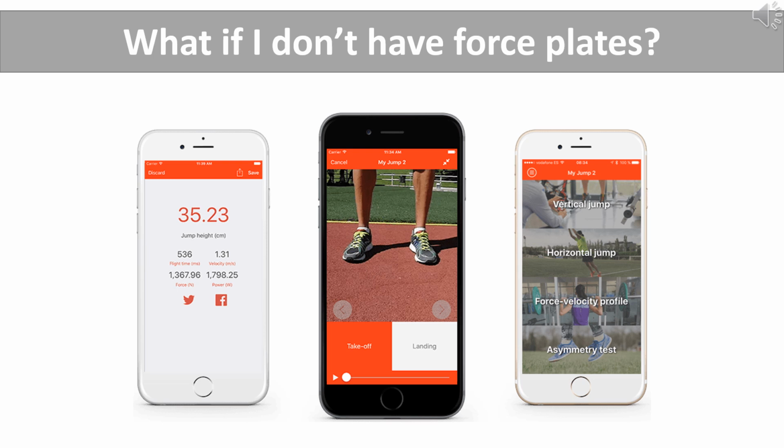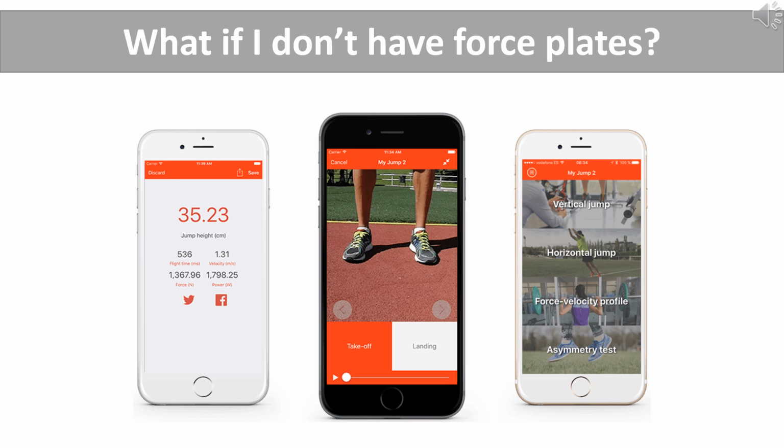And this is, of course, where Carlos Balsalobre-Fernández's app, My Jump, which is actually now called My Jump Lab, is very useful. I'm sure I don't need to tell you, but he's developed a series of smartphone applications so that we can measure things like jump performance, change of direction performance, velocity during resistance training, range of motion at the ankle during a dorsiflexion assessment, so that people can start gathering data just by using their smartphone.